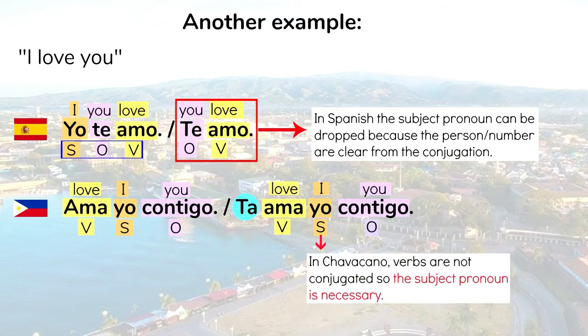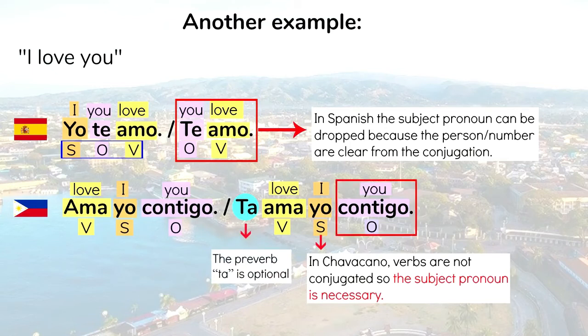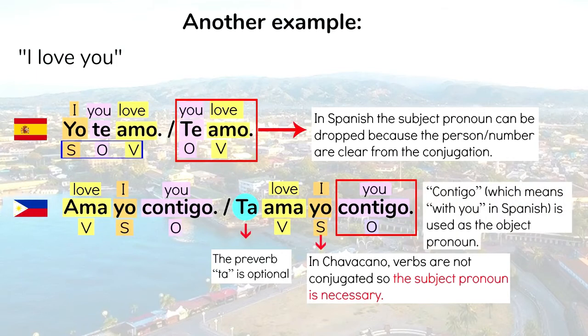In Chavacano, however, verbs are not conjugated, so the subject pronoun is necessary. And notice that the preverb ta is optional. Earlier, we saw that con, meaning with in Spanish, is used as the object marker in Chavacano. Here, contigo, which means with you in Spanish, is used as the object pronoun.